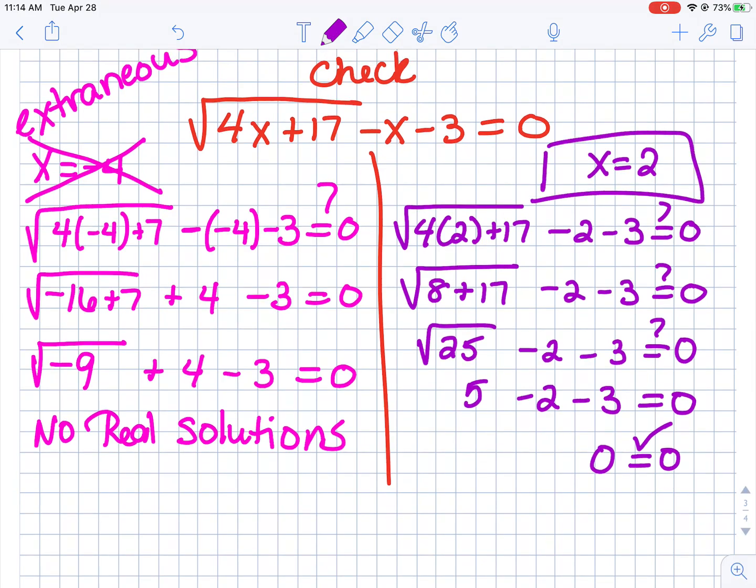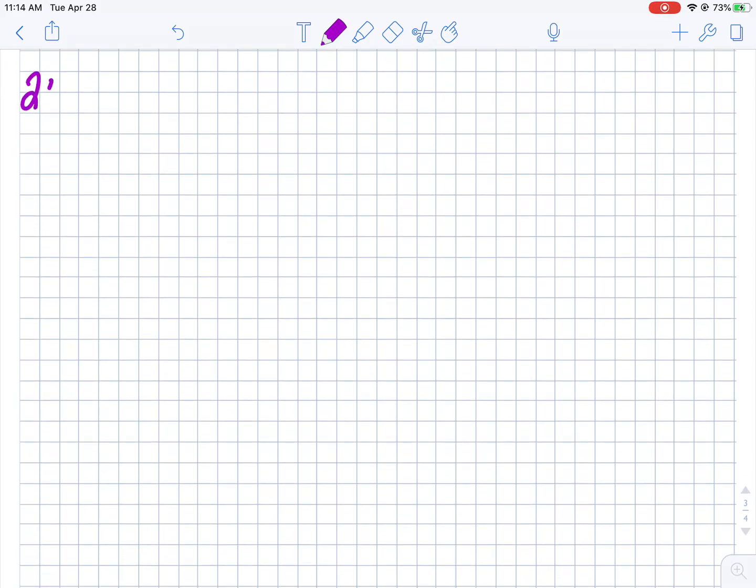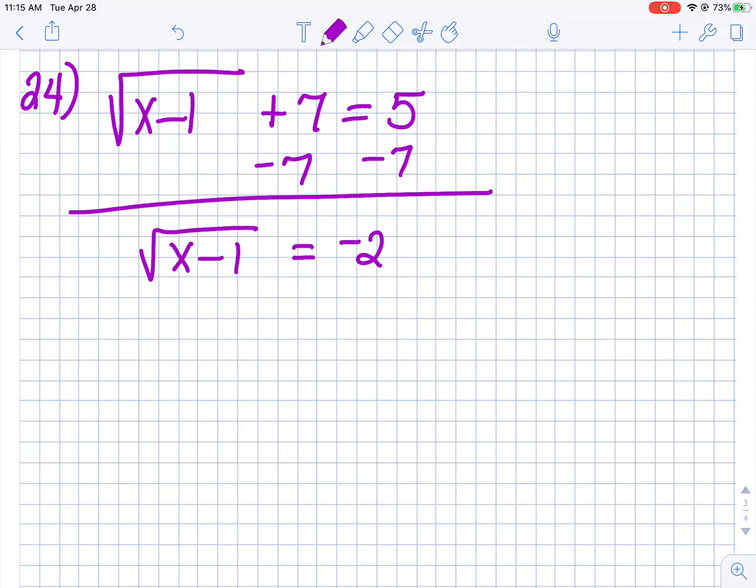Okay? One more problem in this section, number 24. Number 24 is the square root of x − 1, plus 7 equals 5. Again, if you try to square both sides at this point, you're going to get all kinds of weird things. So first subtract 7 from both sides. So we have the square root of x − 1 equals −2. Now, if you understand square roots, you will already know the answer to this without going any further. However, let's assume you don't.